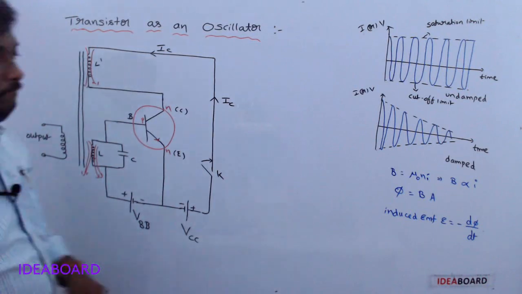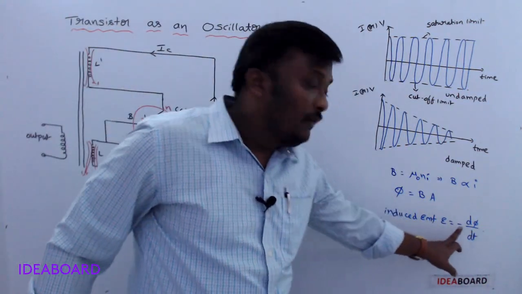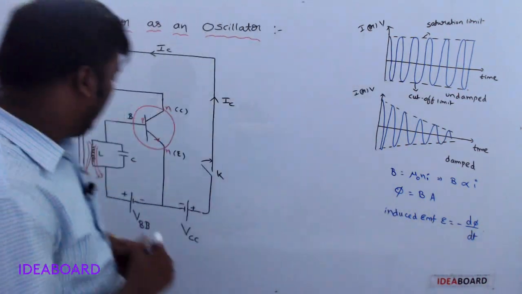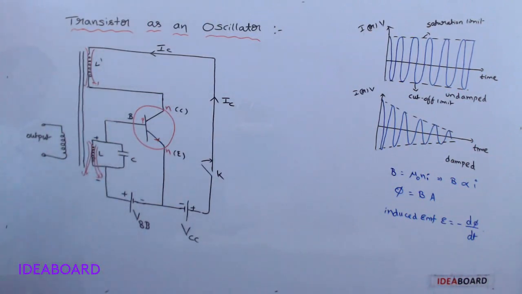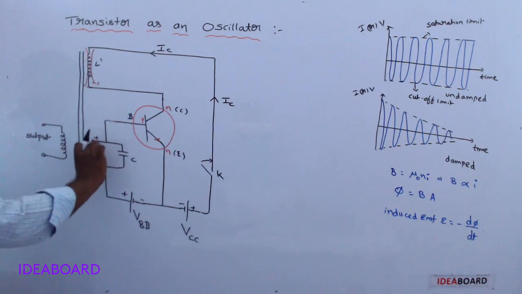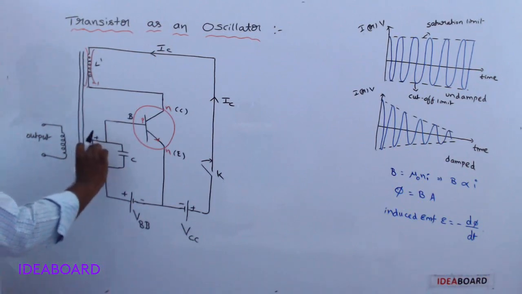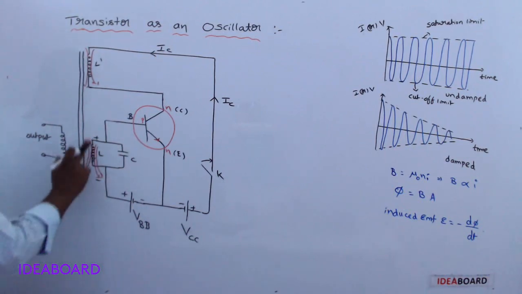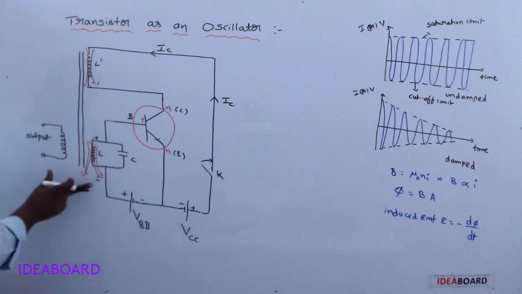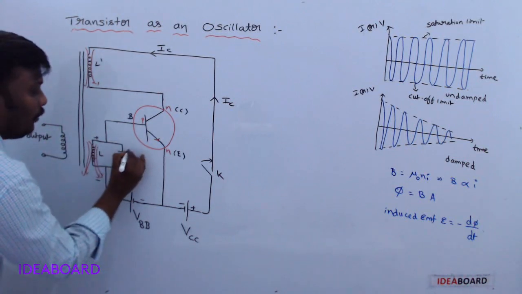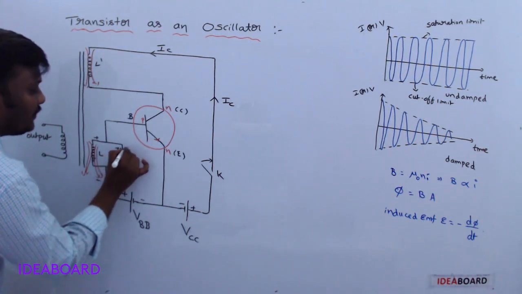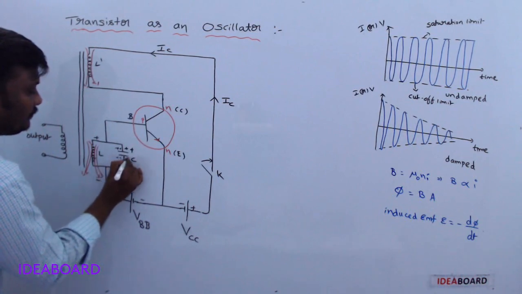Whenever flux changes, what happens? Induced EMF is developed. So here it becomes positive and here it becomes negative. Whenever it generates the induced EMF, it is like a battery now, called a pseudo battery. Due to this, the capacitor now becomes charged.